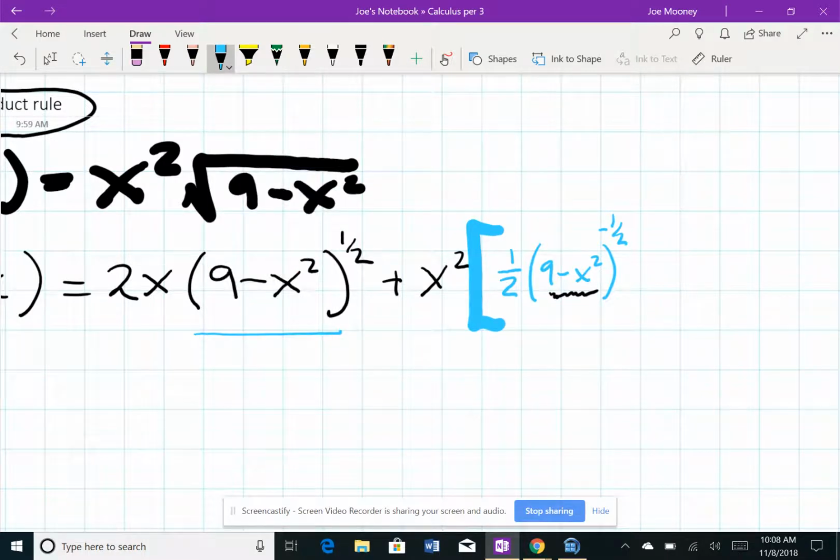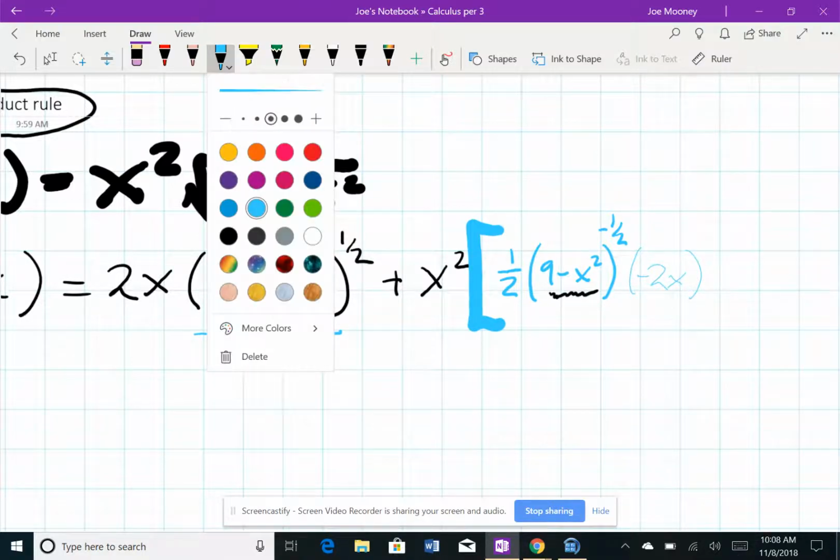What's going on? I'm hitting the key button there. Okay. Negative 2x. I made the pen too thin now.